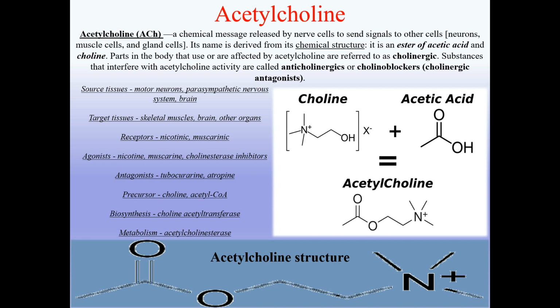Source tissues: motor neurons, parasympathetic nervous system, brain. Target tissues: skeletal muscles, brain, other organs. Receptors: nicotinic, muscarinic. Agonists: nicotine, muscarine, cholinesterase inhibitors. Antagonists: tubocurarine, atropine. Precursor: choline and acetyl coenzyme A. Biosynthesis: choline acetyltransferase. Metabolism: acetylcholinesterase.